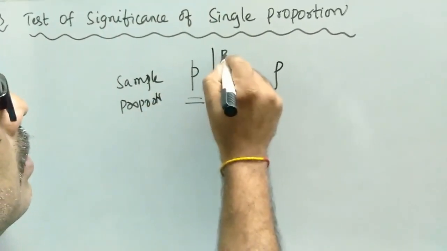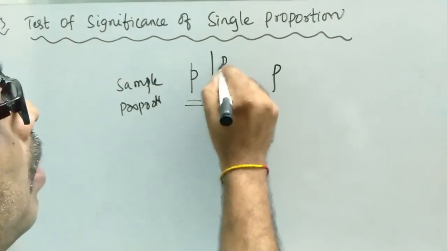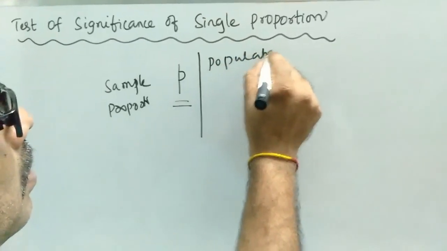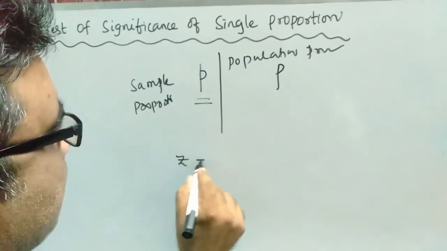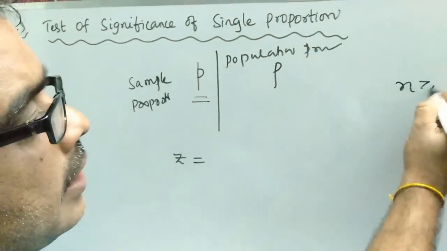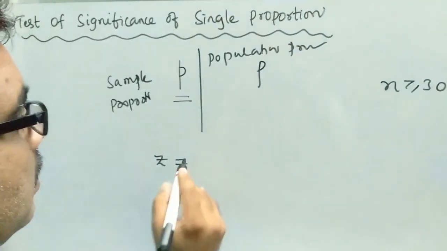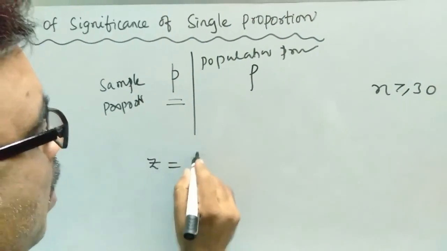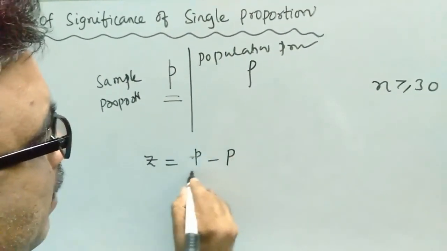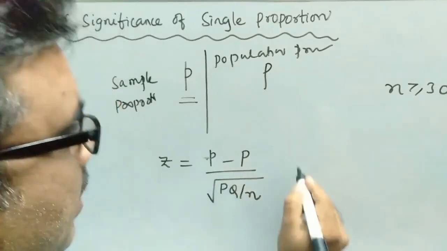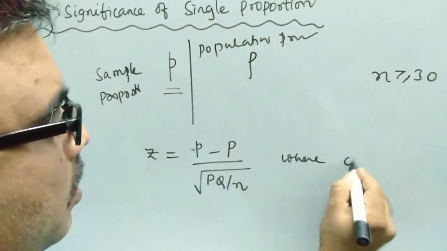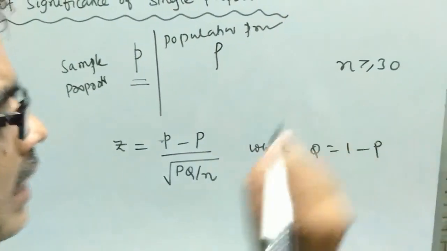similarly, population proportion. We use the statistic Z for large samples. For n greater than or equal to 30, Z is equal to small p minus capital P by square root of PQ by n, where Q is equal to 1 minus capital P.